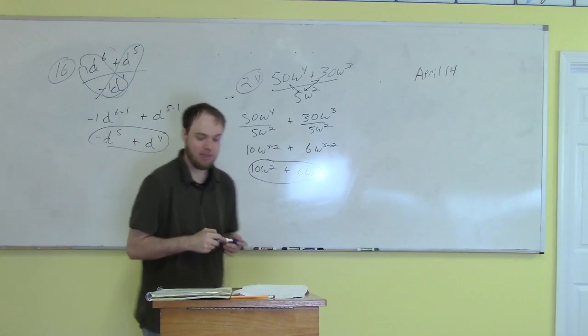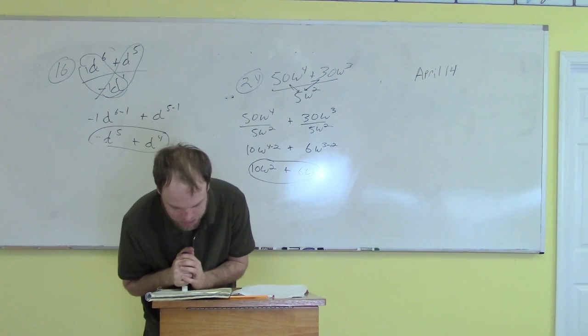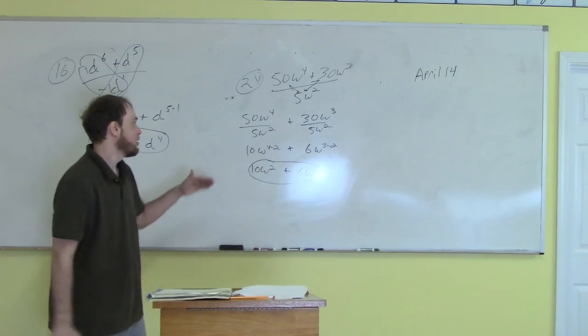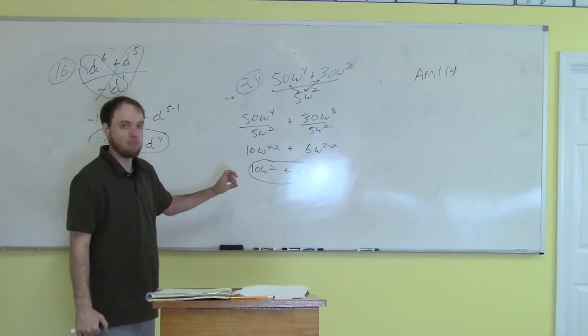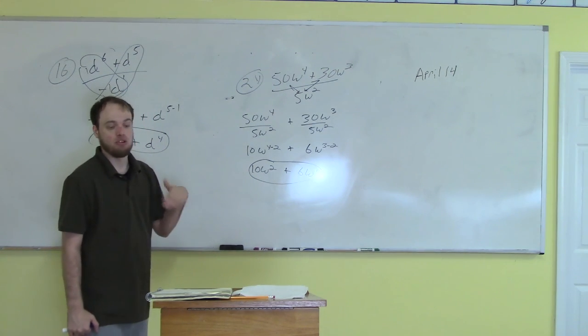And so that pretty much covers the lesson. And so just keep in mind the concept here. Whenever you're dividing, you just divide number by number, and that'll give you your number in your answer. And then when you do the variable part, you subtract the exponents.